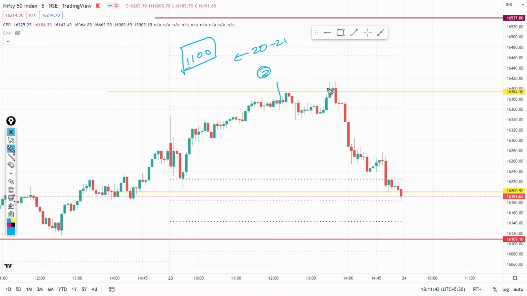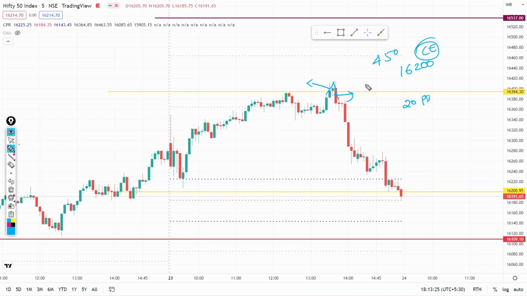As soon as my stop loss was triggered somewhere here, I again changed my position. I went long somewhere in this moving candle. Again I took 450 quantities of call at the same strike of 16,200. So I was long now, and I bought the call options. Again I kept my stop loss at 20 points. When the market went up, it took my 20-point stop loss, and eventually I made a loss of almost 10,000.